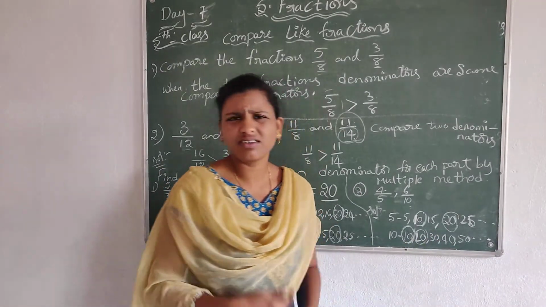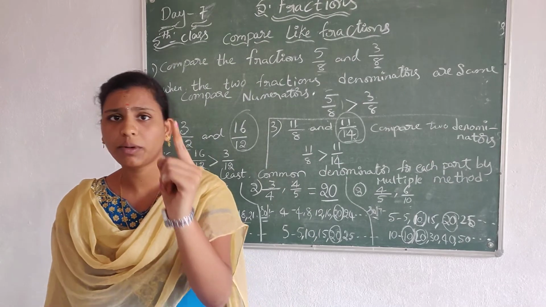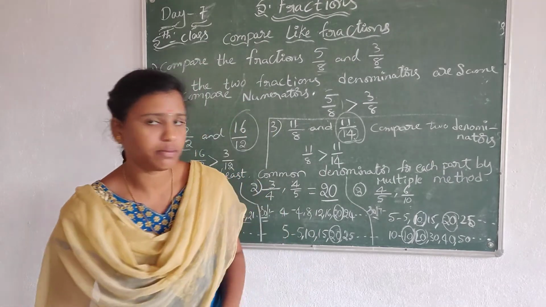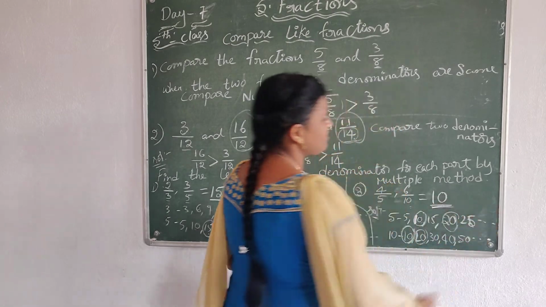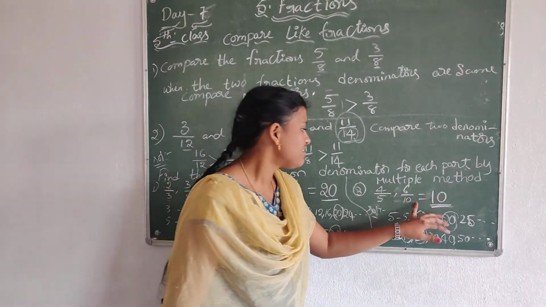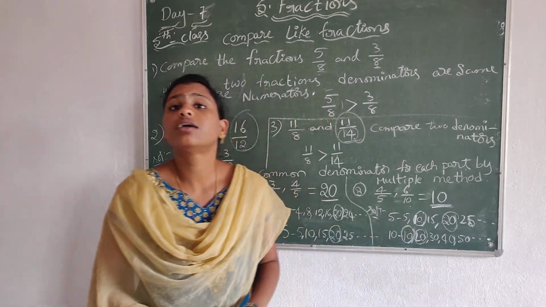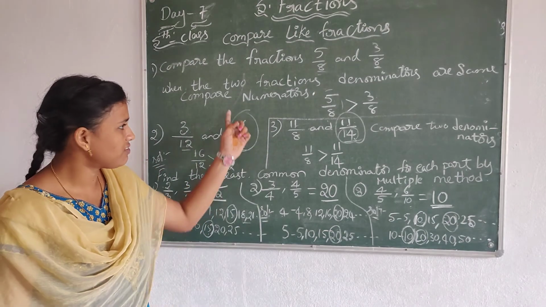Next to that, 20 is not the least common multiple. The first common multiple is the least common multiple. So the 10 is the least common multiple. So the answer is 10. The least common multiple of the denominators of 4 by 5 and 6 by 10 is 10. Is it clear to all of you? Thank you everyone. Once all of you note down the class.